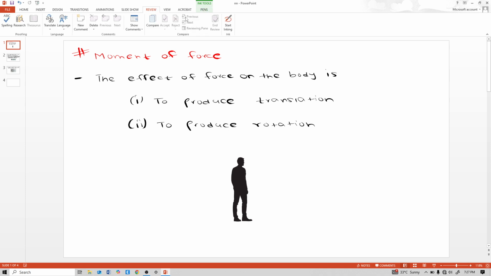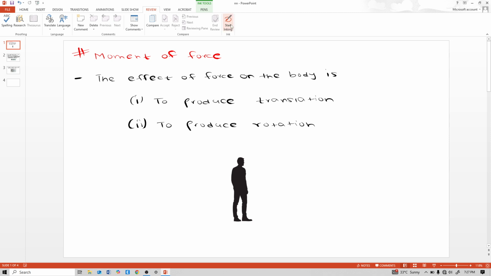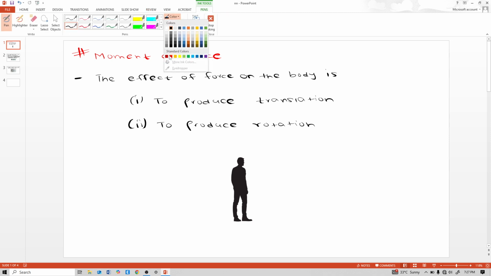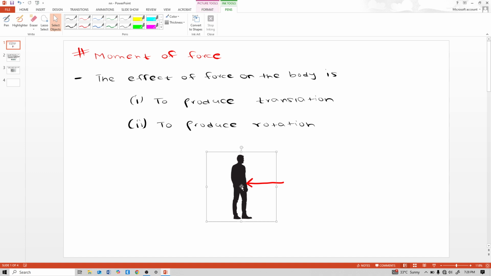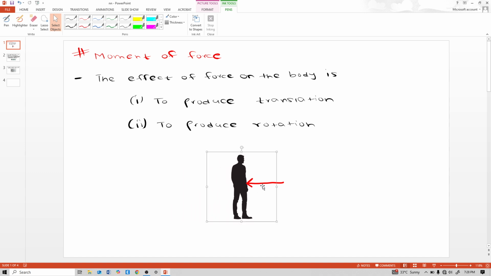See by example, this is a standing person, and if I apply force on the stomach of this person, what will happen here? This person translates like this. Due to force, it moves backward. This is nothing but translation.